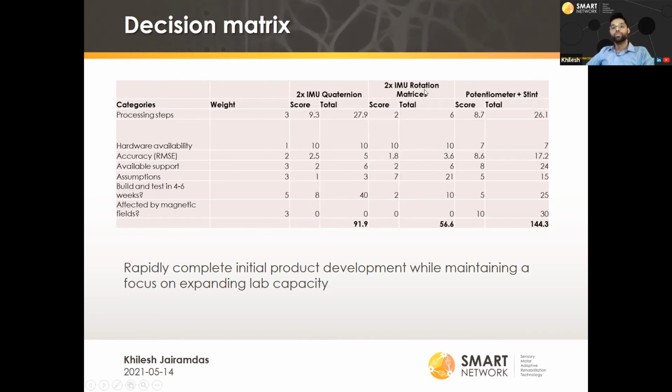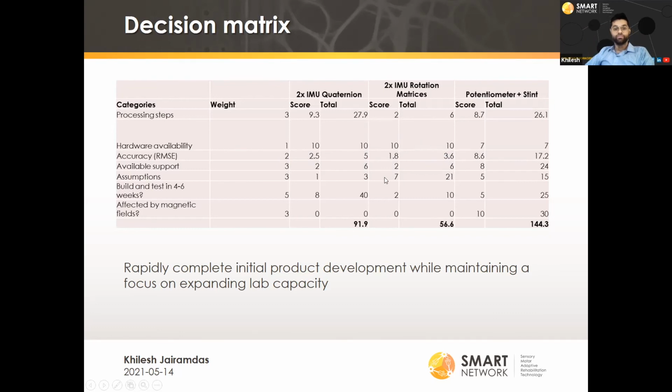a 0. So with the rotation matrix approach by Jakob et al., processing steps, lots of them, so it scores the lowest. Hardware availability, have everything already, 10 out of 10. Accuracy, they quoted good accuracy, but it's actually the lowest among all the methods presented here, which might not be a huge deal in the grand scheme of things, provided you get a lot of physical freedom, because the IMUs are not tethered to anything physically. So it's just an elegant physical setup overall. Available support too, they're not talking to me, I'm trying to talk to them.